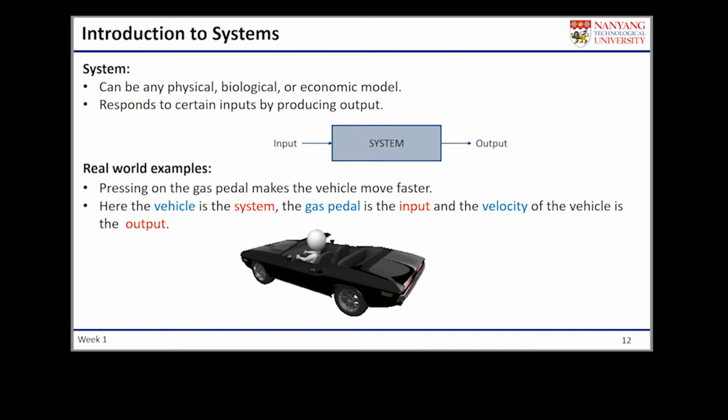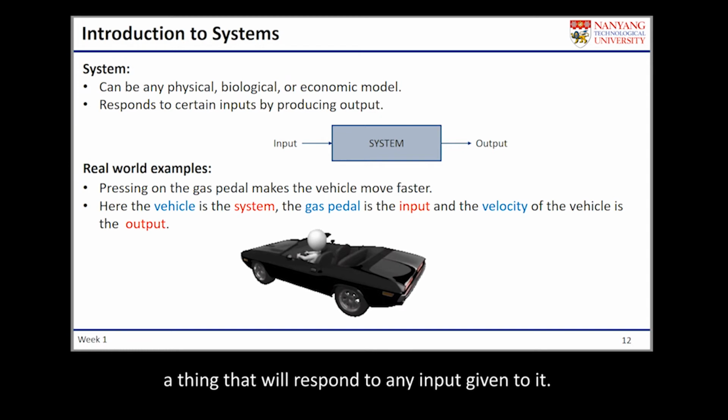Okay, in short, any entities actually is a system. By definition, system is a thing that will respond to any input given to it. Any entities that will respond to any input that is given to that entity, that is system. And system can be in any form. It can be in a form of physical system, biological system, economic model, or anything.